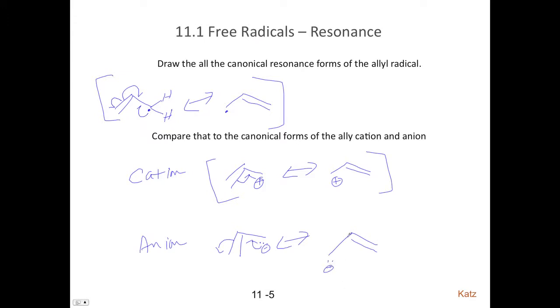Ooh, he looks mad, doesn't he? Ugh. All right. Don't scowl. Don't scowl at me, electron pair.